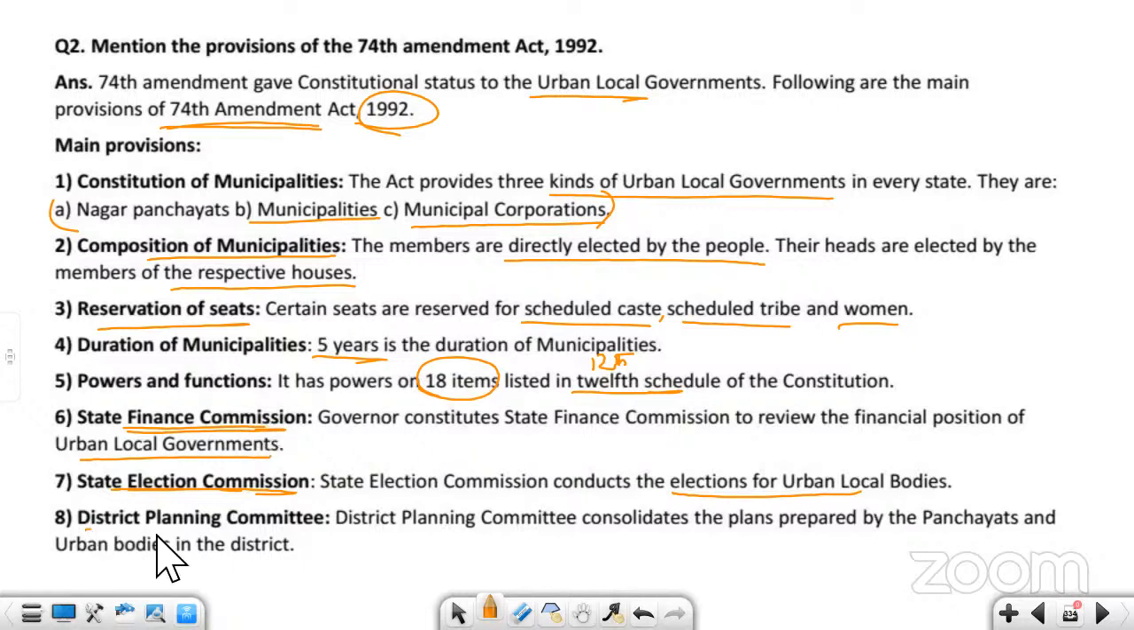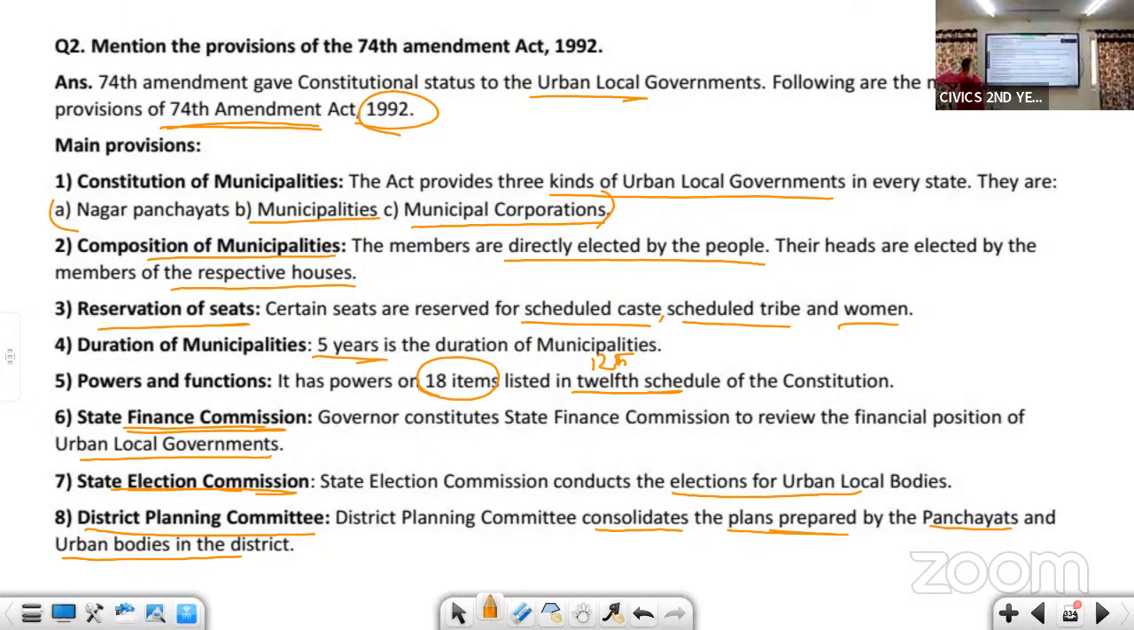Now, the District Planning Committee will consolidate all the plans prepared by the panchayats and the urban bodies in the districts for the development of a district. The District Planning Committee will collect the plans made by the panchayats and the urban bodies, and it will plan for the development of the district.